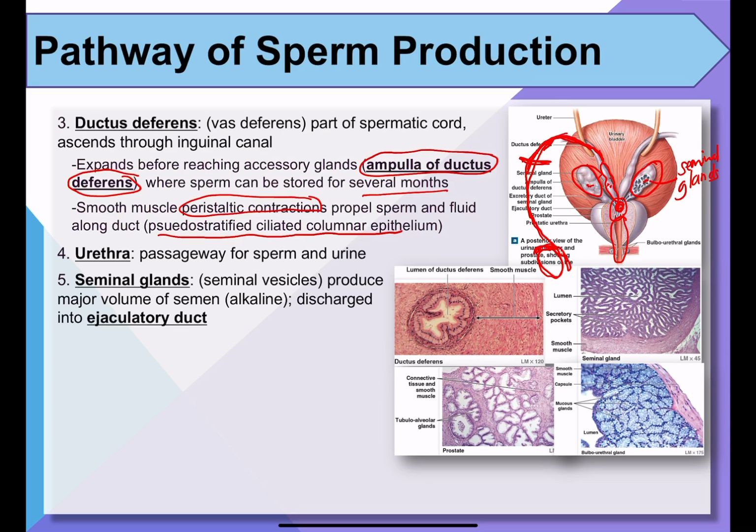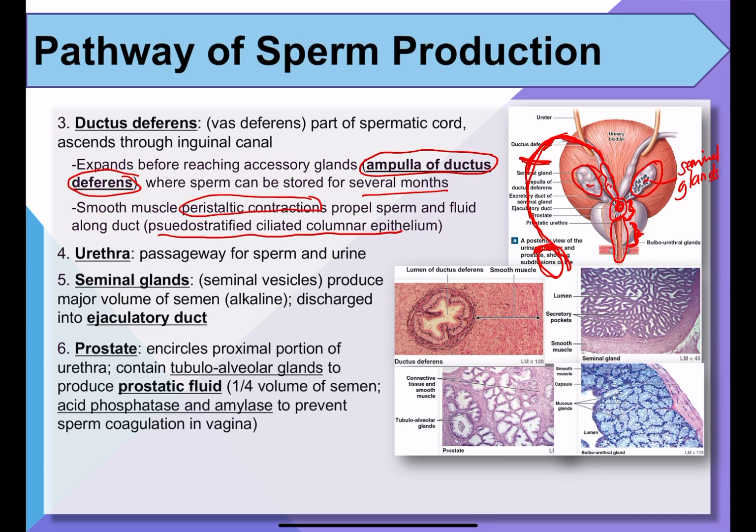It is mainly alkaline in pH. Again, part of that is to help with the process of neutralizing any urine that's left over within the urethra. And then the sperm will move on to the ejaculatory duct to get into the prostatic urethra. So this is the ejaculatory duct right there, and then this part is the prostatic urethra.